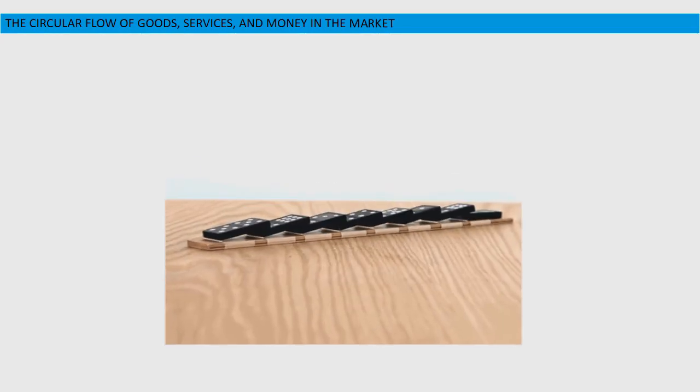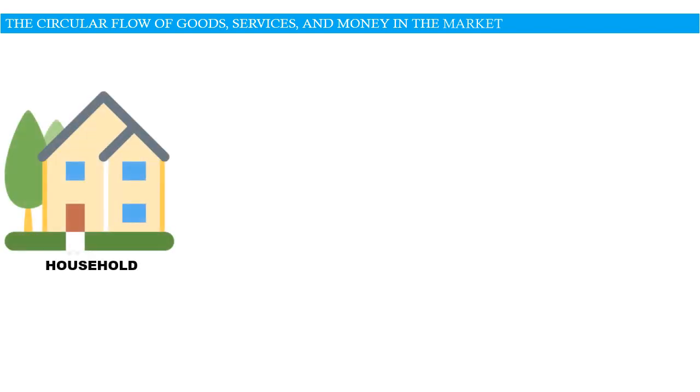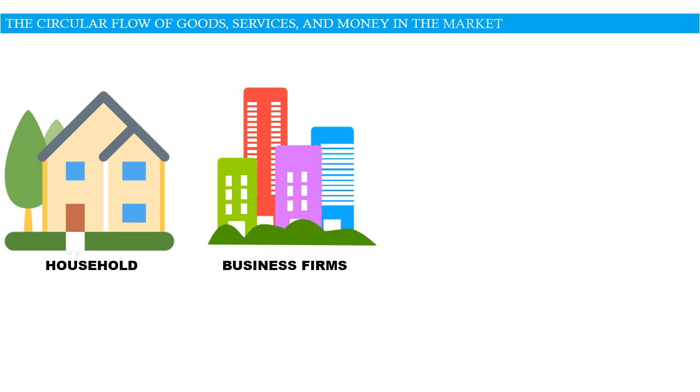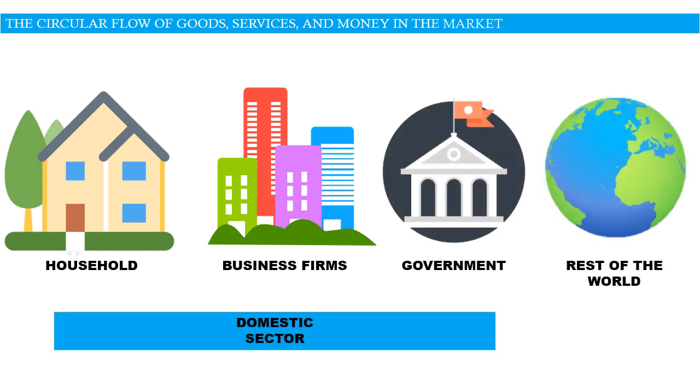Let us remember that in the economy, everything seems to affect everything else. One action seems to have a domino effect on others. To understand it more clearly, the sectors in the economy are divided into 4 groups: the households, the firms, the government as the domestic sector, and the rest of the world as the external trade sector. All of them interact with each other in a different manner.